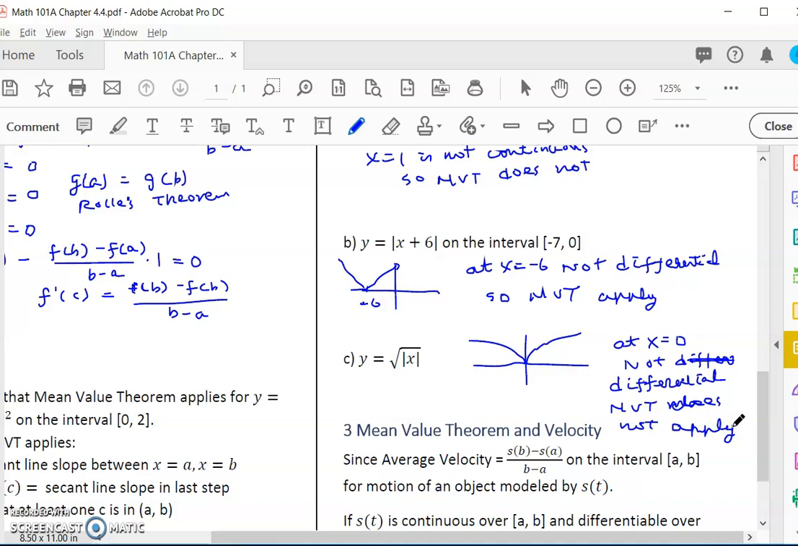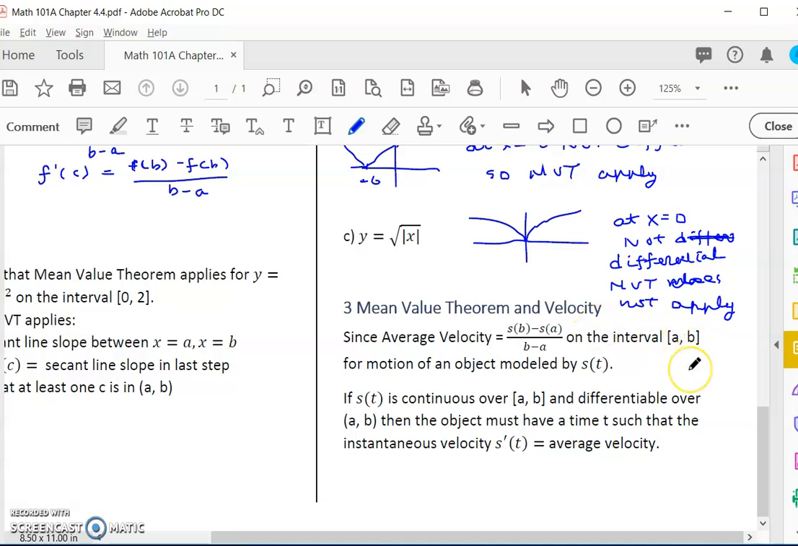Okay, so the last part is the mean value theorem and velocity. This is something that is really useful. It's about how do you tell if someone is speeding? If s of t is a position function, s of b minus s of a over b minus a, it was slope, but it's actually the average velocity over the closed interval a, b. So due to MVT, we would say there must be an instantaneous velocity that is equal to this average velocity.